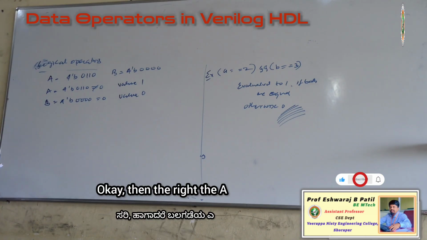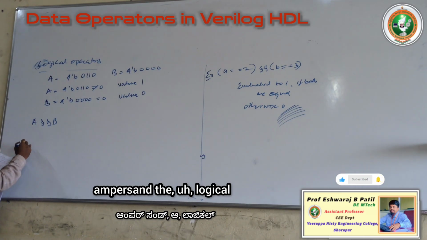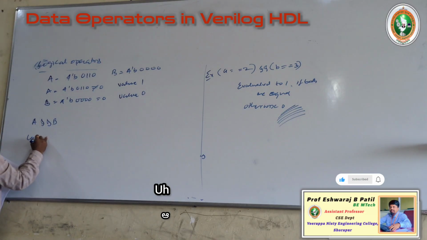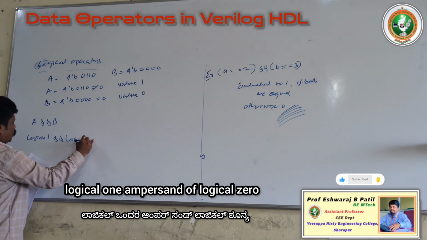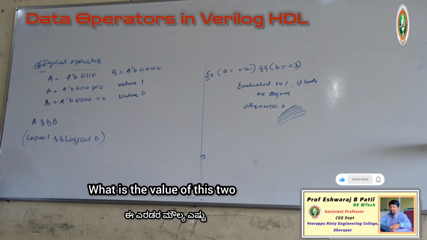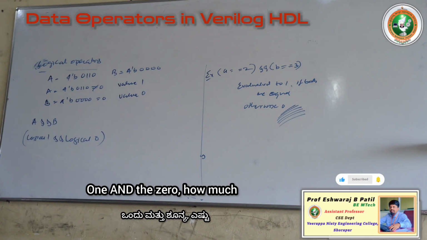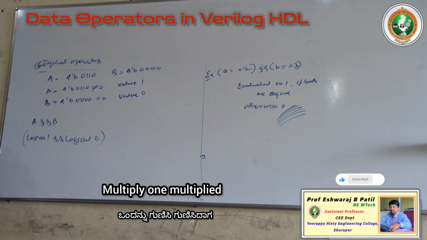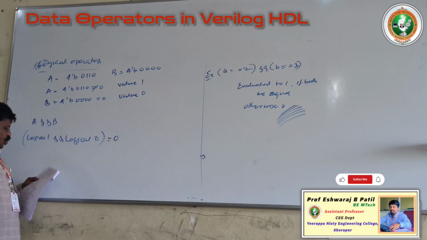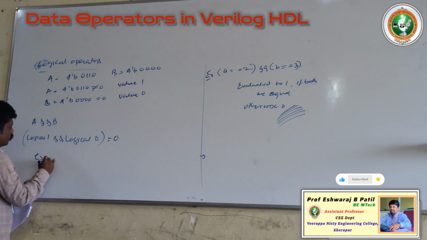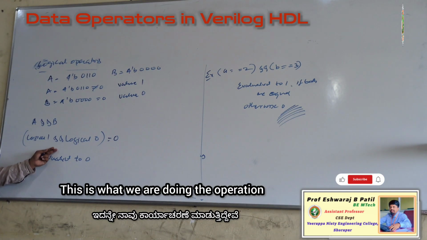Then A ampersand, logical 1, ampersand, logical 0. What is the value of these two? 1 with 0. How much? 1 multiplied with 0. What is the value of this? 0. 1 multiplied with 0 is 0 itself. It is equivalent to 0 itself.